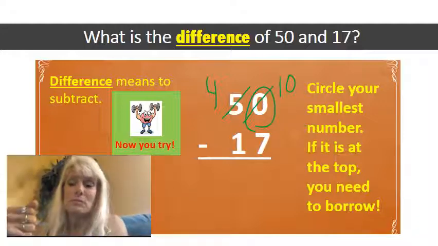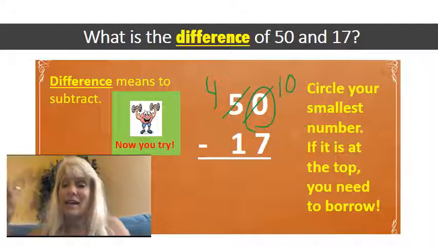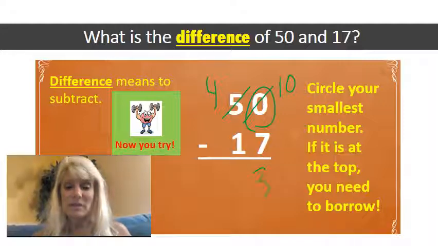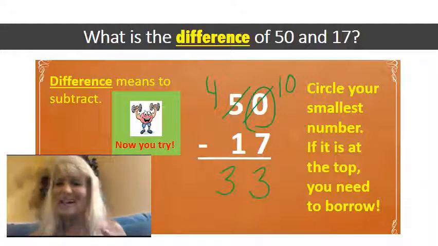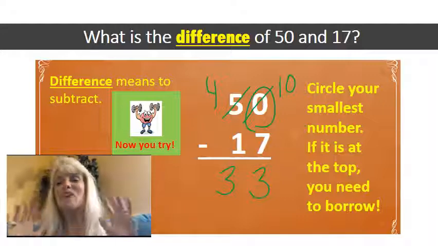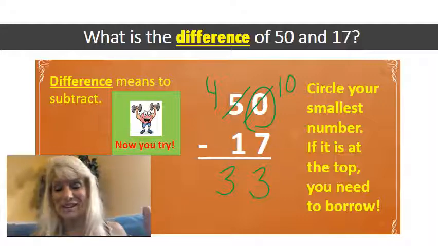I pop that number 7 in my hand. 8, 9, 10. That gives me 3. I pop the 1 in my hand. 2, 3, 4. That gives me 3. Did you get 33 like I did? I hope so. We have one last one for you to try.